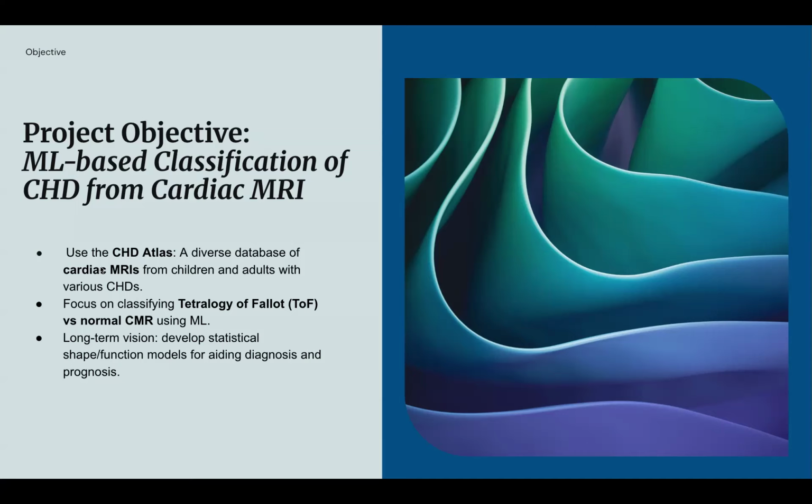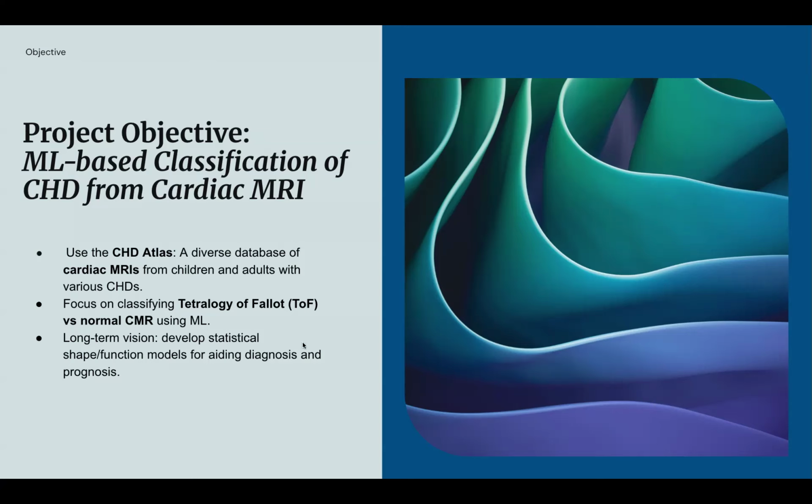We're going to use the congenital heart disease atlas, which is a diverse database of cardiac MRIs from children and adults with various CHDs. This was collected as part of UCSD and Rady's Children's Hospital, in collaboration with Starship Children's Hospital in Auckland, New Zealand. It's one of the biggest data sets for congenital heart diseases, and I think they finished collecting in 2023.